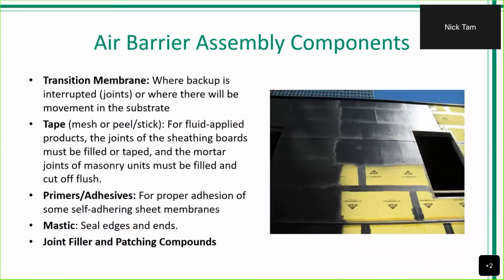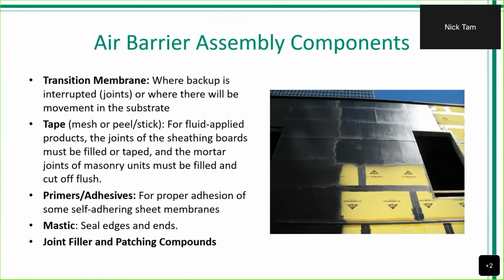So let's expand on the actual components that make up the air barrier assembly. So aside from the primary membrane that we will see, we also have transition membranes. These transition membranes are going to be there to bridge any gaps that are interrupted on the backup wall. This could be a situation where we may have a gypsum sheathing wall meeting a CMU wall. And because of that, we have a new joint and it will have to be treated with a transition membrane. We may have an old building or a new building being constructed directly against an old building. And with that, we have to bridge that gap.